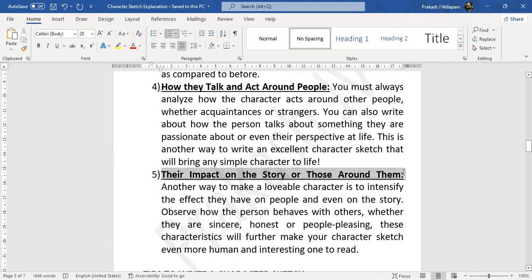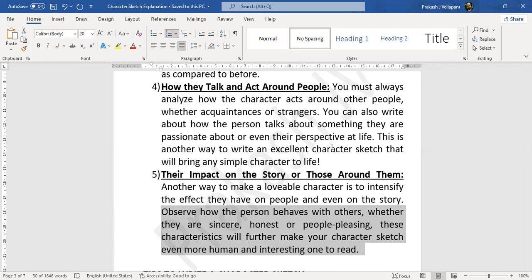Next, the impact of this character on the story, or the impact of the character on the people around them. Another way to make a lovable character is to intensify the effect they have on people or even on the story. That is to say, observe how the person behaves with others, whether they are sincere, honest, or people pleasing. All these traits are going to make your character sketch even more human, and it will become even more interesting to read.